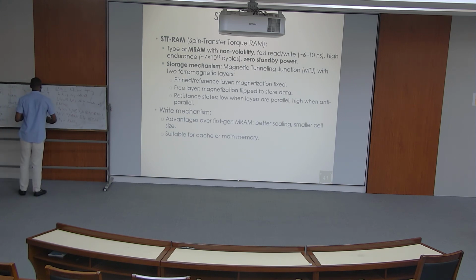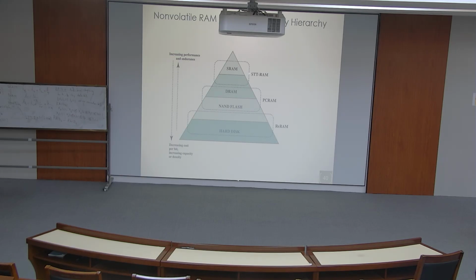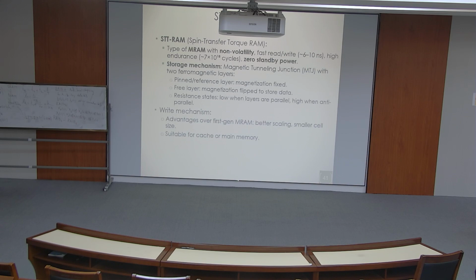This is very important. This has up to 10 nanoseconds. And its storage is using what we call a magnetic tunnel junction, MTJ, with two ferromagnetic layers. So the write mechanism, we have this memory, which is very suitable for the cache memory and the main memory. That's why you see here, it is very suitable for the cache memory and the main memory.